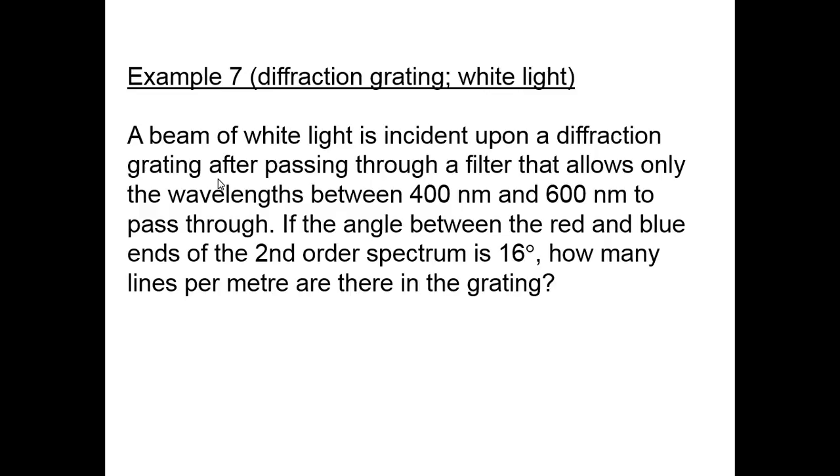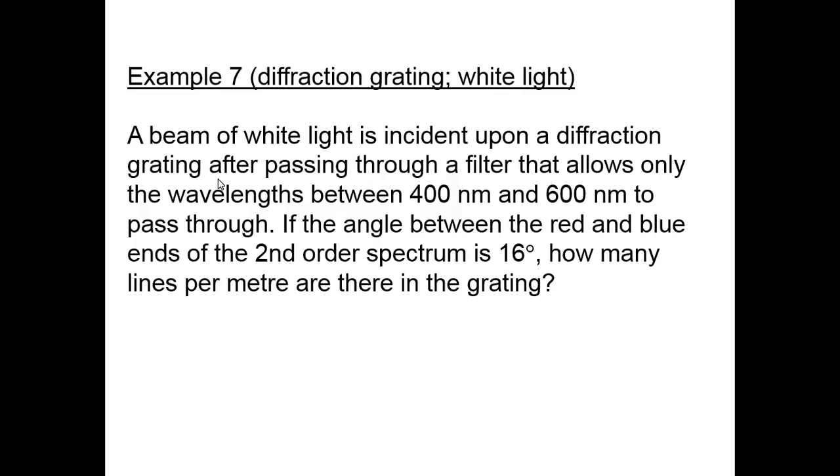Okay, assuming you've already tried. You're given a beam of white light incident upon a diffraction grating, that means many slits, after passing through a filter that allows only wavelengths between 400 and 600 nanometer to pass through. So I have a spread of wavelength from 400 to 600 nanometer. You're told that the angle between the red and the blue ends of the second order spectrum, n equals 2, is 16 degrees. How many lines per meter are there in the grating?